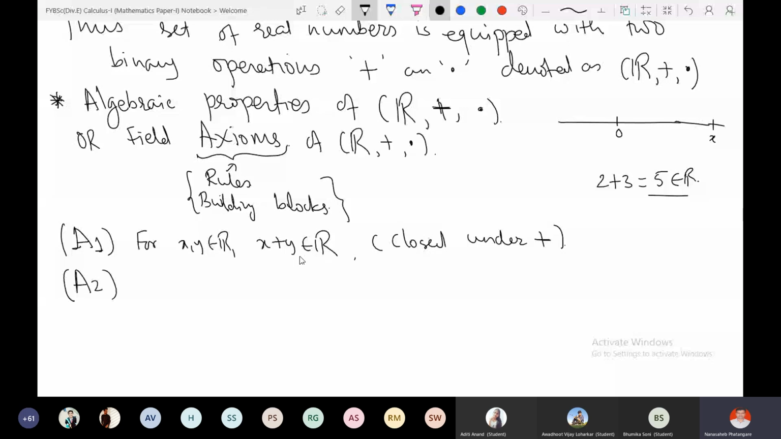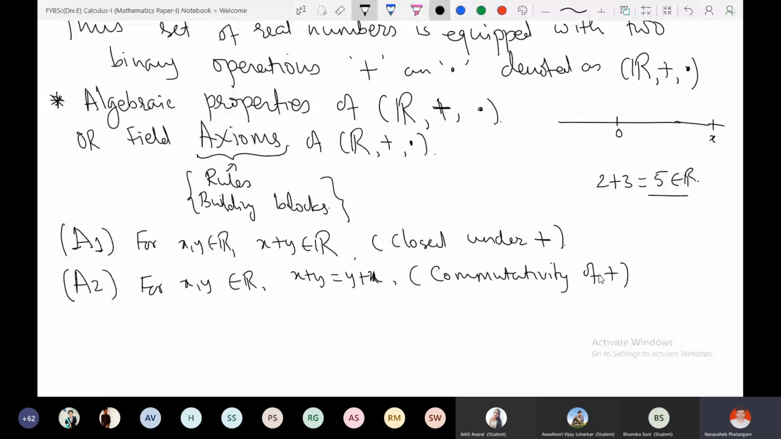Closed under addition means choose any two real numbers, the sum is there. Fine. For x, y belongs to R, x plus y is same as y plus x for any x and y. That is commutativity of addition. That means addition is commutative.